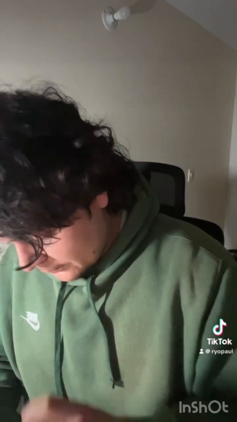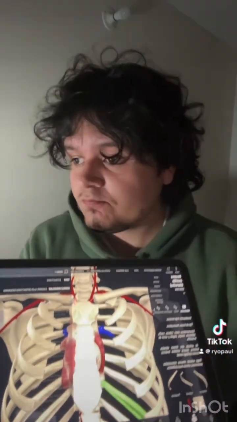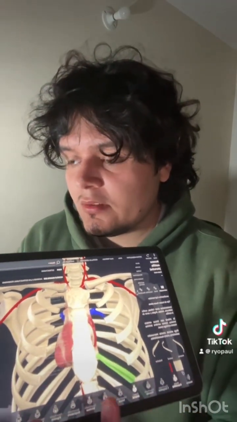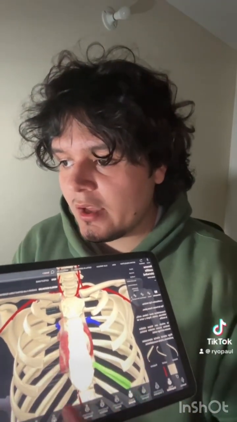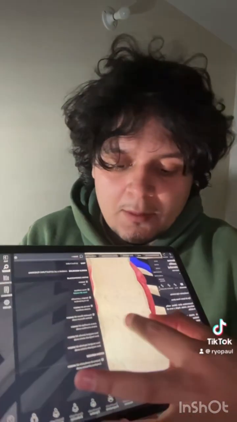I'm going to talk to you about the heart anatomy. Situated in the middle mediastinum, it has a base posterior made mainly of the left atrium, and it has the apex right there.